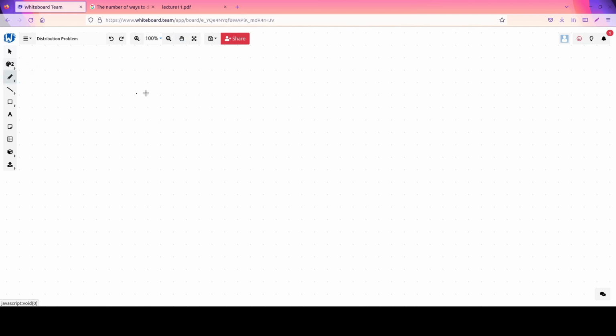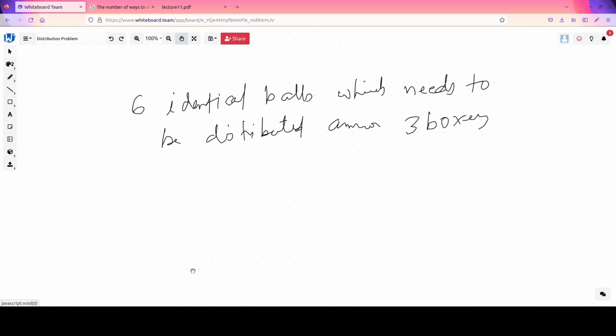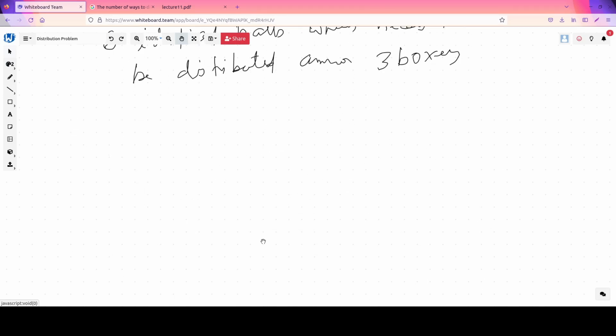let's say we have 6 identical balls which need to be distributed among 3 boxes, right? So this is the case where you have 6 identical balls and we have 3 distinct urns, and there is no restriction, right? So we have no restriction out here. So let's try to solve this one and see what happens.